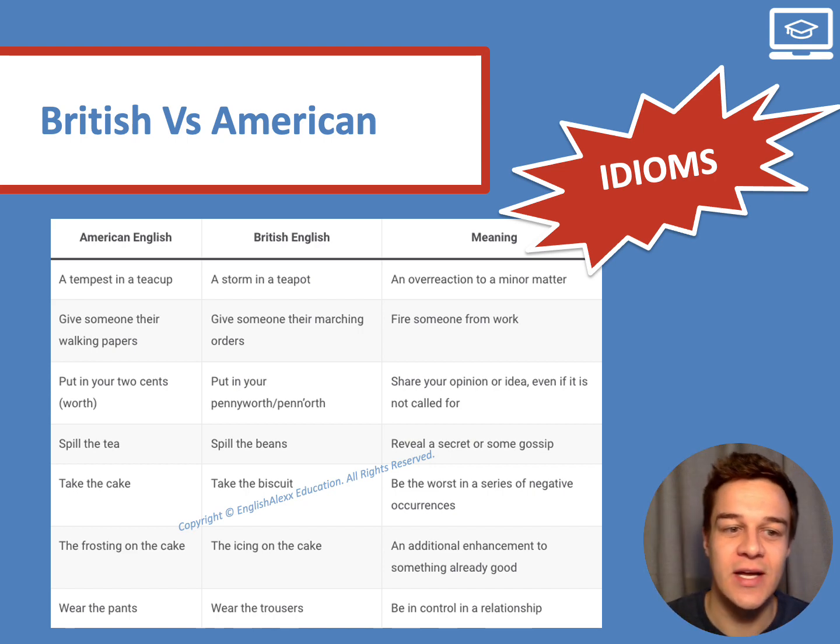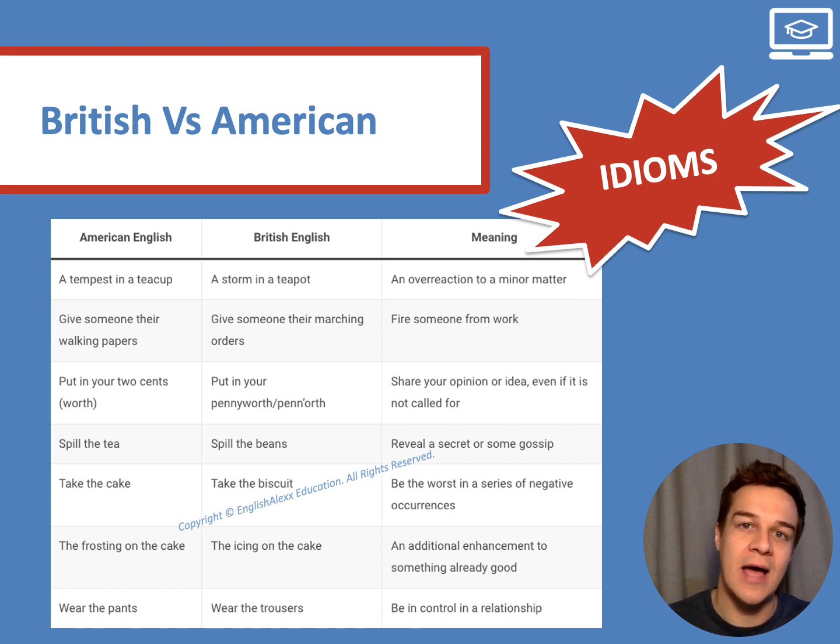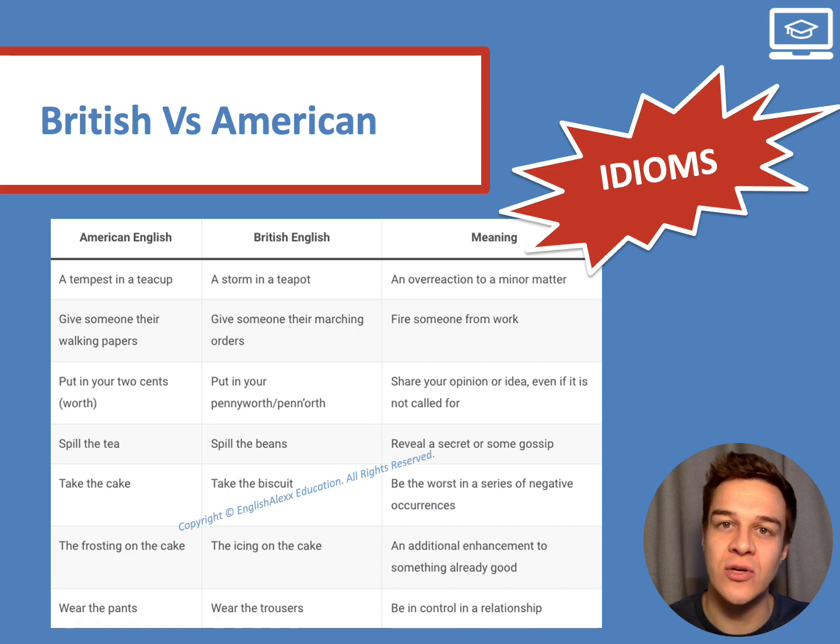Okay, the next one is the frosting on the cake, or in British English, it's the icing on the cake, and it means an additional enhancement to something already good. So imagine you went for a meal at a restaurant and your boss is treating you to the meal, and then you might say, oh, and the icing on the cake was that he gave me a gift as well. He gave me a gift at the end of the meal too.